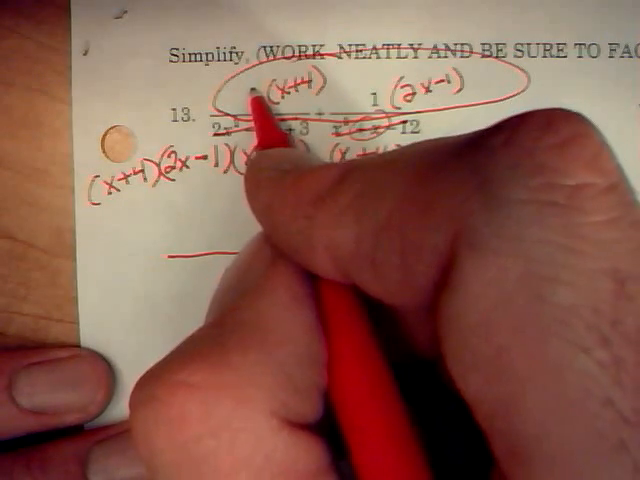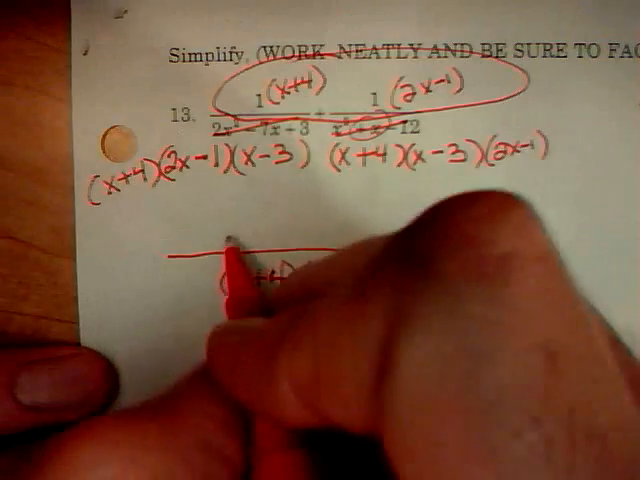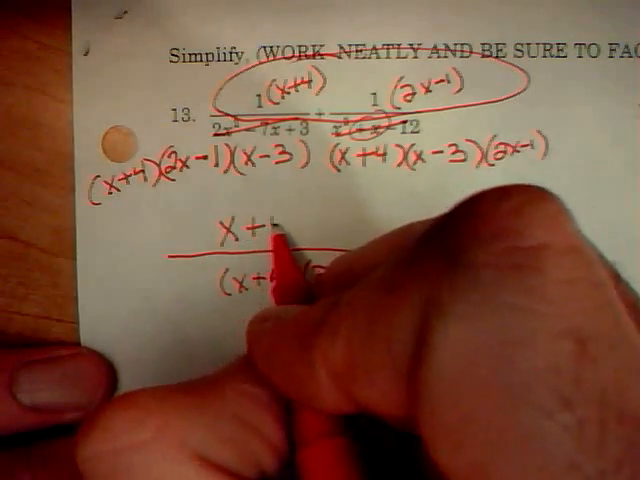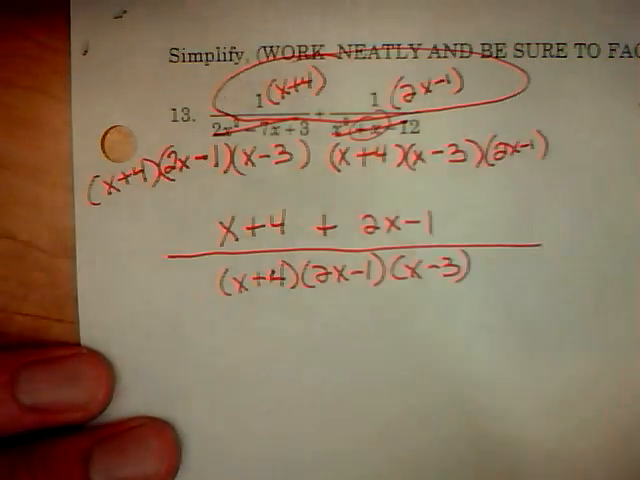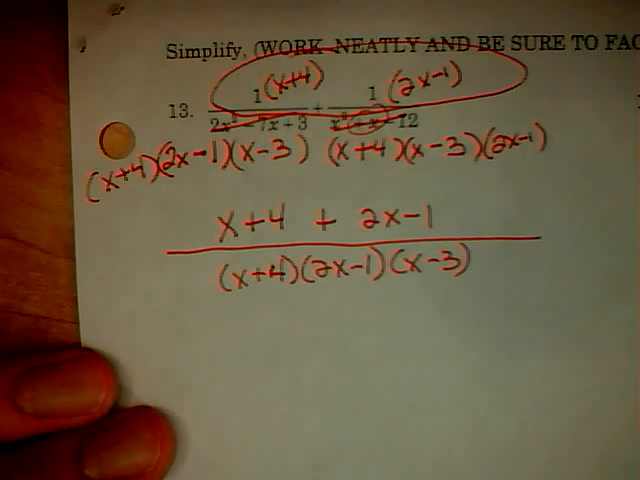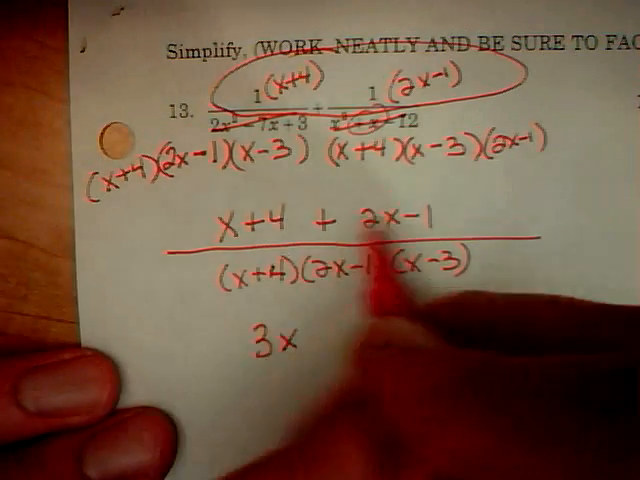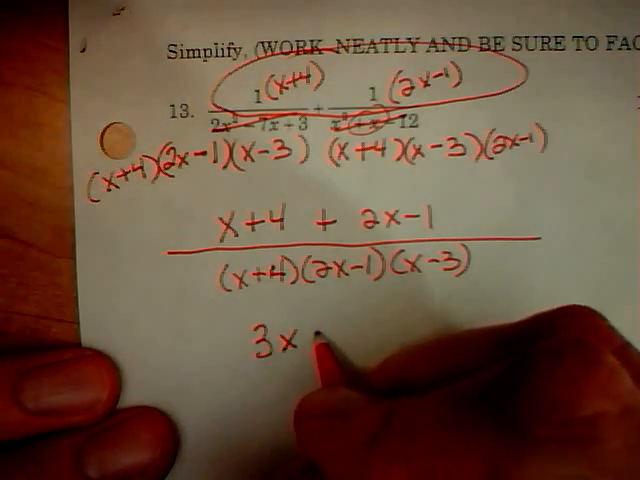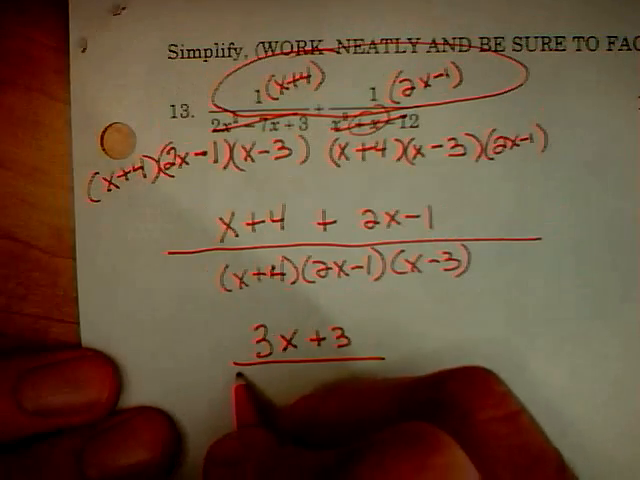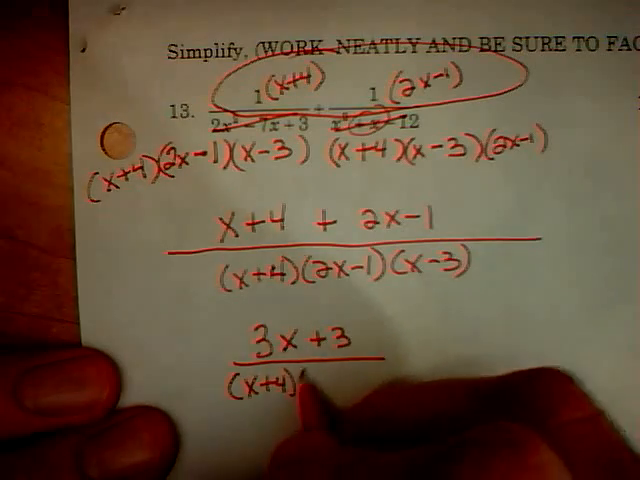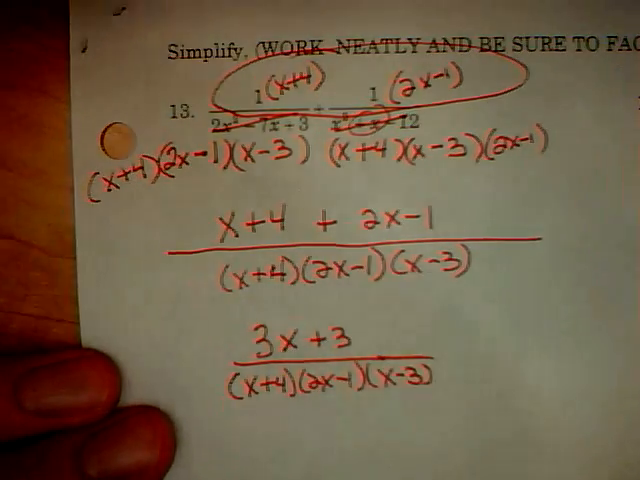So we are going to need to distribute. However, since we're just distributing ones, nothing's going to change. So we're going to get an x plus 4 plus a 2x minus 1. We can now combine up like terms. x plus 2x is 3x. 4 and a negative 1 gets you a positive 3. Okay, and that's over x plus 4, 2x minus 1, and x minus 3.